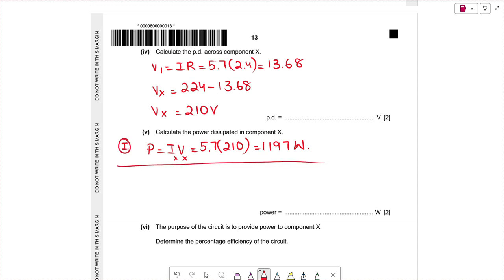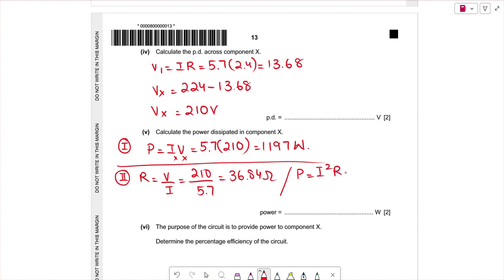The other way we can find the resistance R is equal to V over I. So the voltage across it is 210 and the current is 5.7. So we get 36.84 ohms.